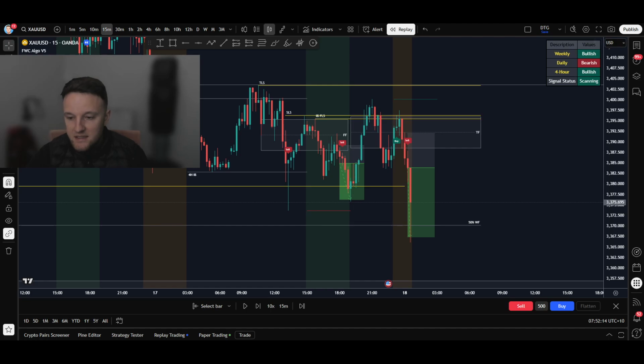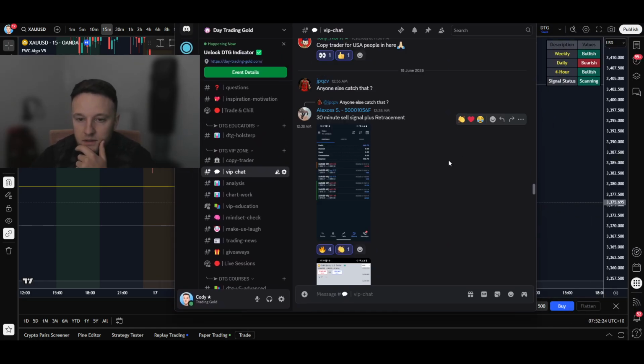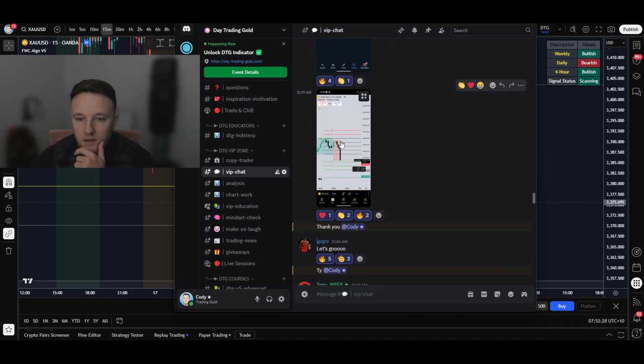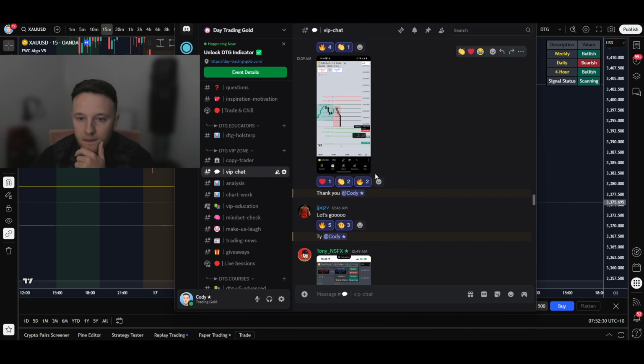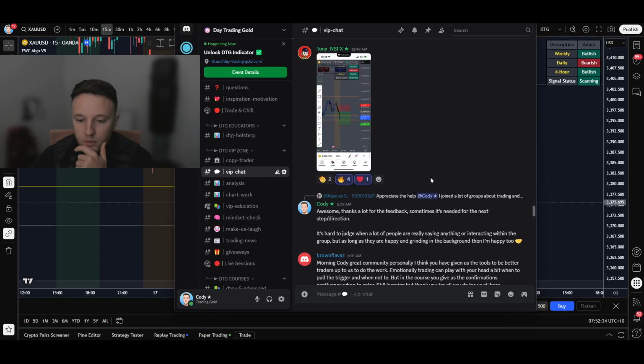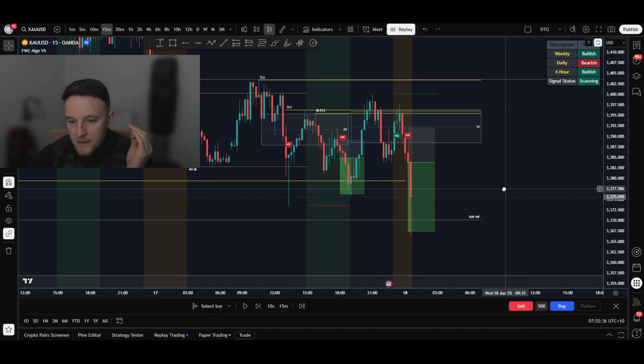That is the system. And yesterday, if I just show you over here quickly before we head off, you can see right here, members catching these entries right here, right? Retracement into these levels. Again, right here. Beautiful. Absolutely beautiful. That's the system.